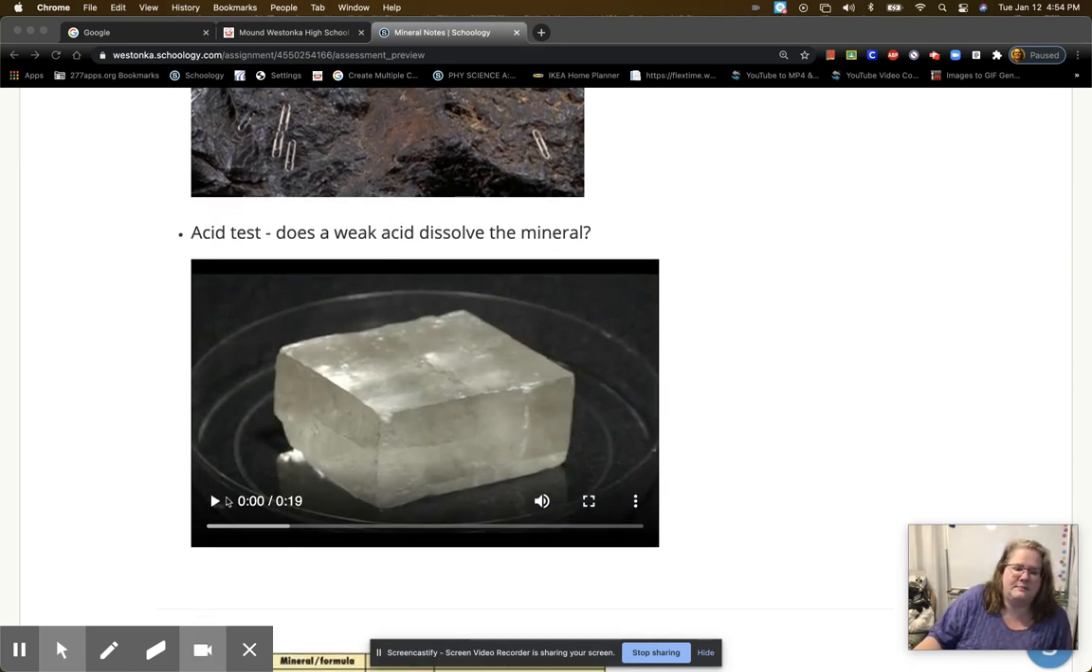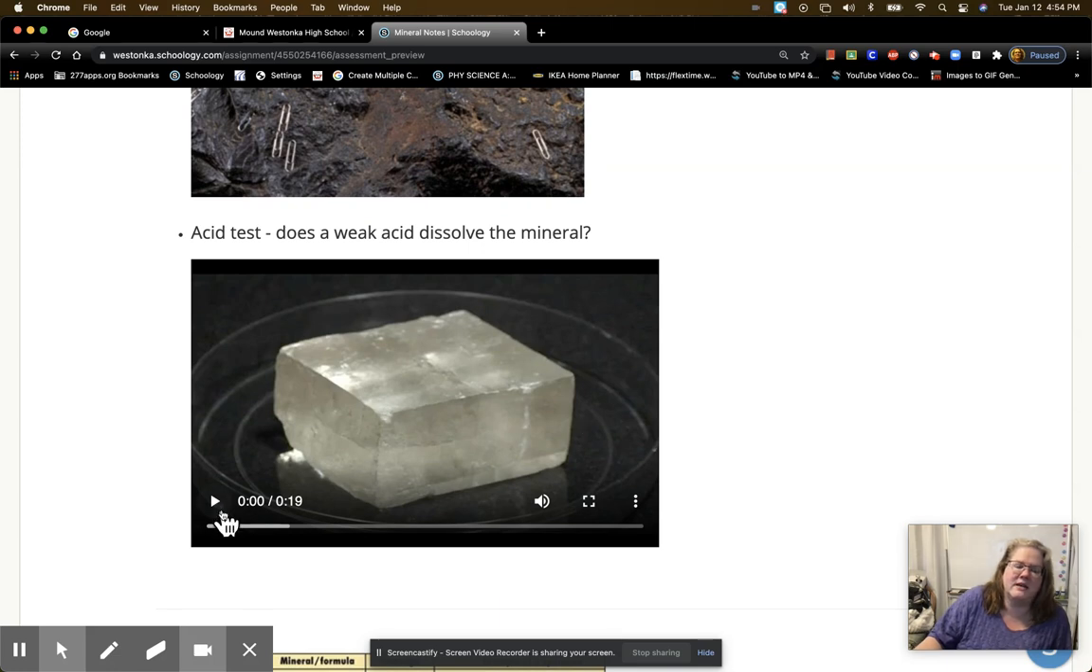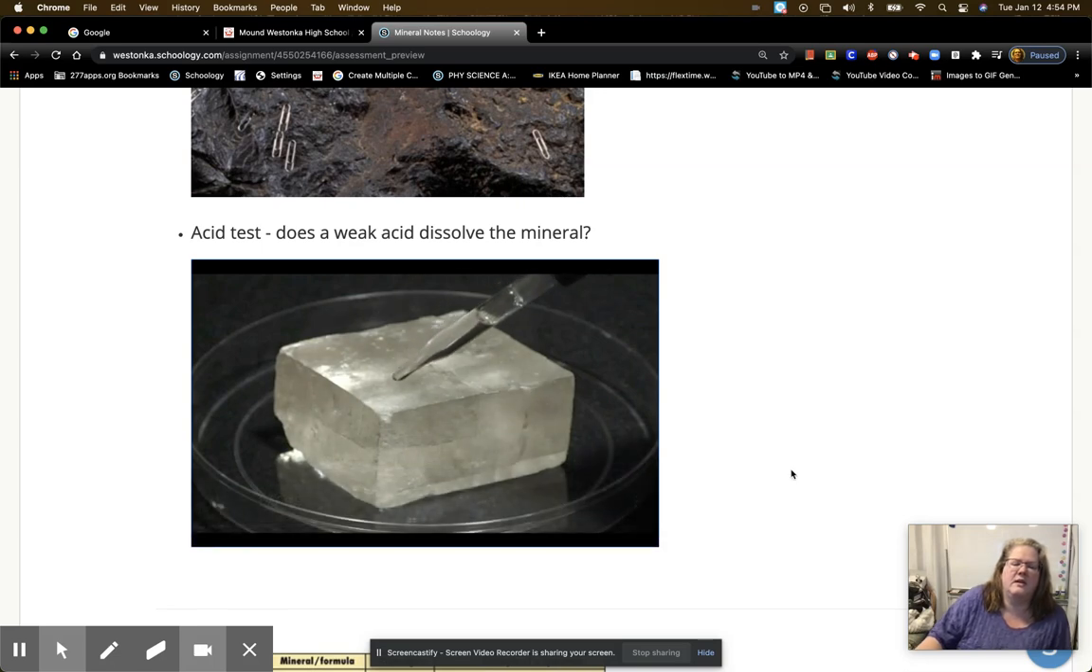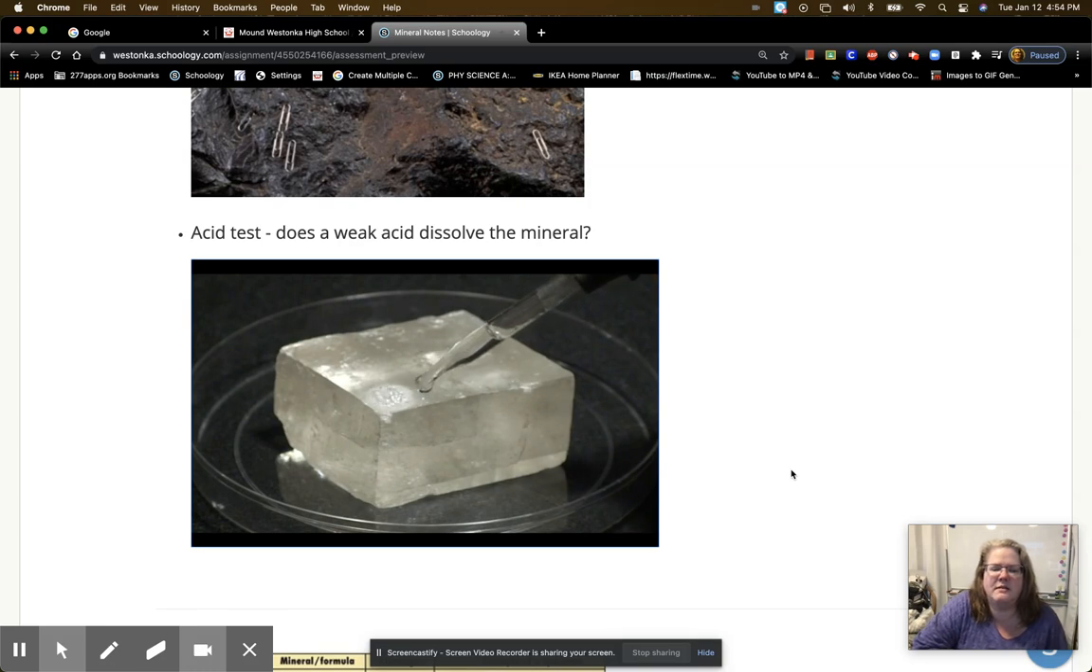Acid test. Basically, it's for calcite. If you put a drop of acid on it and it starts to fizz, that means it's got calcium carbonate and it is reacting with acid. It's releasing gases. It's having a chemical reaction. So we can do something like that.